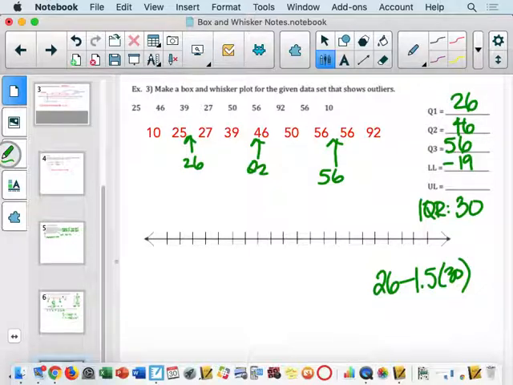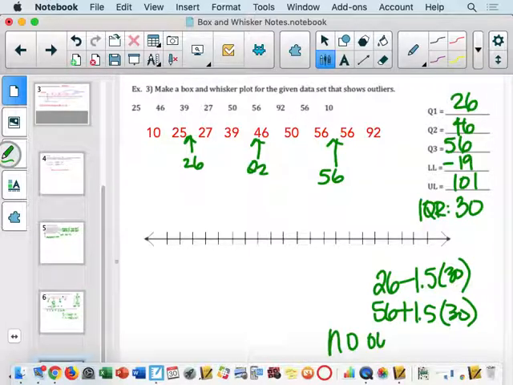And then 56 plus 1.5 times 30. 101. Do you agree? Okay. So we don't have any values below negative 19 or above 101. So we have no outliers on this data set. Okay?